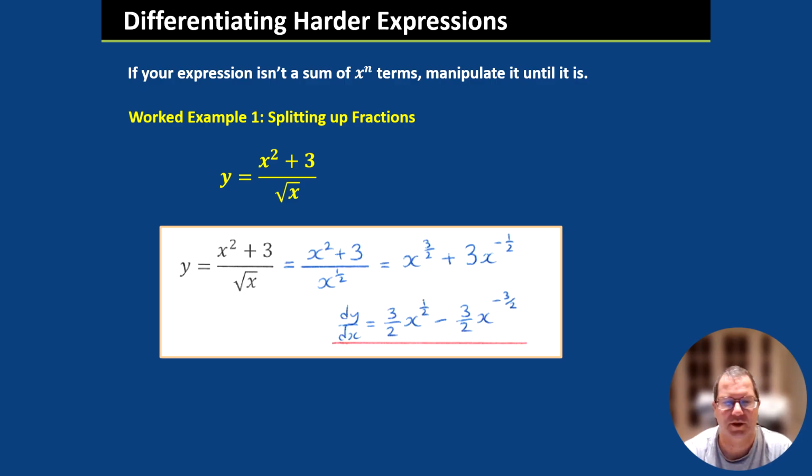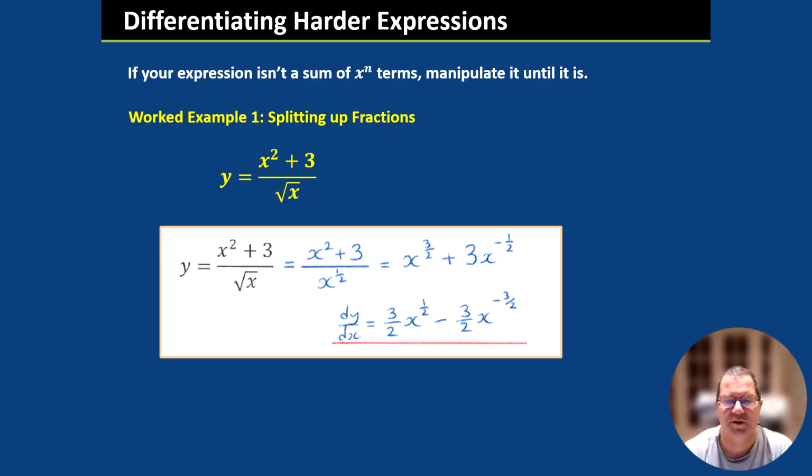So in our first worked example, we've got to split up our fraction into separate terms. So we have y equals x squared plus 3 over root x. Root x is the same as x to the half, so it's x squared plus 3 over x to the half, and then we can rewrite that as x squared over x to the half plus 3 over x to the half. X squared over x to the half is x to the 3 over 2 by subtracting the indices, and 3 over x to the half by definition is 3x to the negative a half. And once we've got that far, then we're allowed to differentiate it.